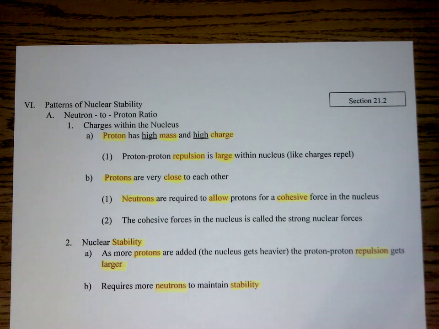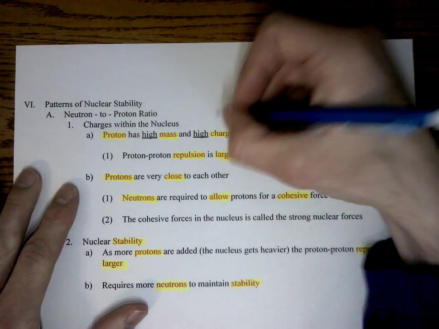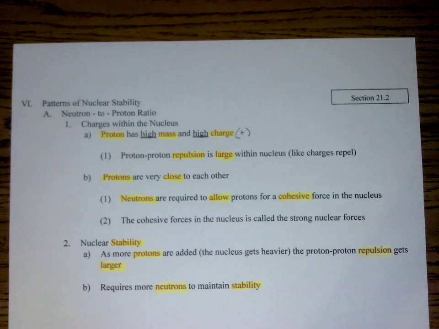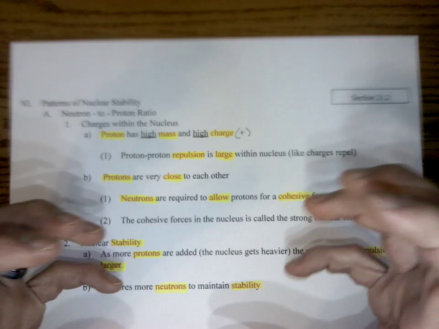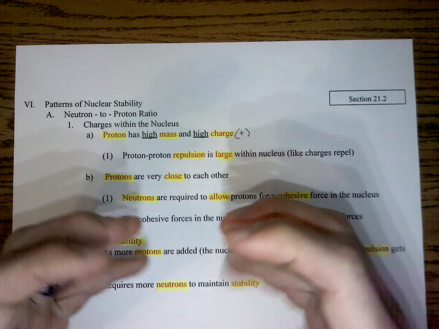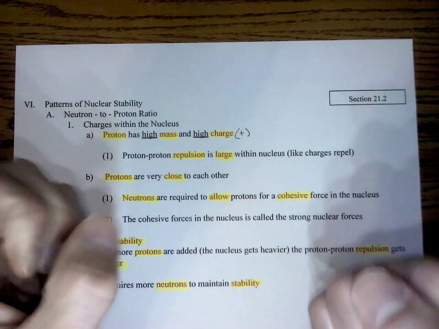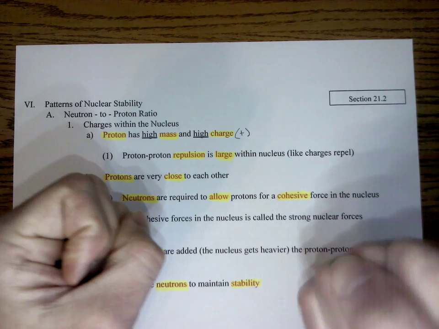Okay, so remember, proton's one of the two pieces that make up the majority of the mass in a particular nucleus. It also has a positive charge, and I'm going to put that in parentheses. And what happens here, we can think like magnets. As we start to get to the center of the nucleus, it becomes very, very dense.